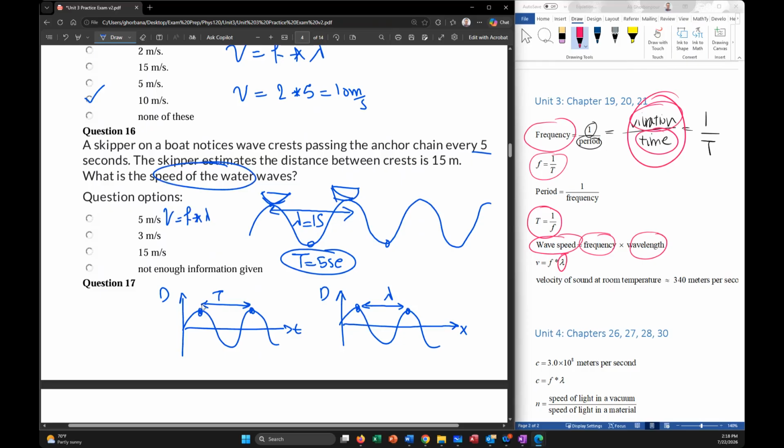How can I find the frequency? Frequency is 1 over period, 1 over 5. So the frequency is going to be 0.2 hertz. There you go. I found the frequency.